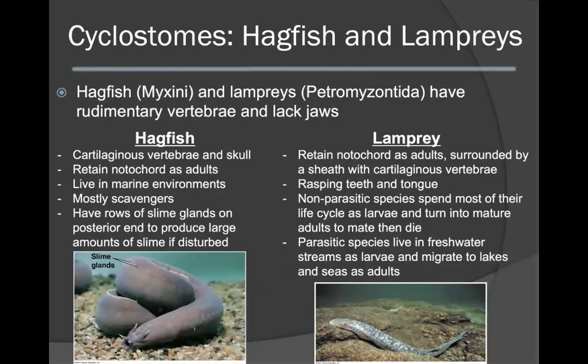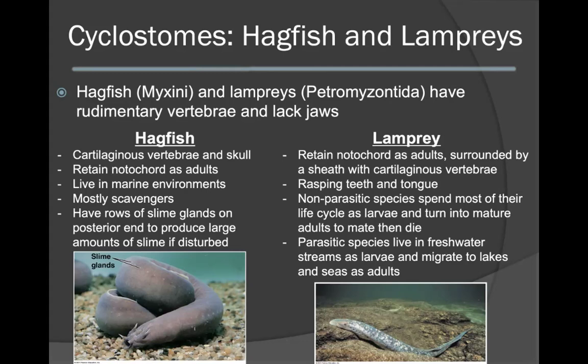The next major group of chordates we'll examine are the cyclostomes. These include hagfish and lampreys. Many of these have rudimentary vertebrae, and they also lack true jaws. Hagfish contain cartilaginous vertebrae as well as a cartilaginous skull. However, they retain the notochord in the adult form.